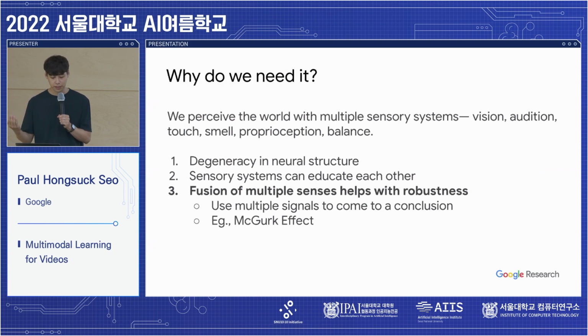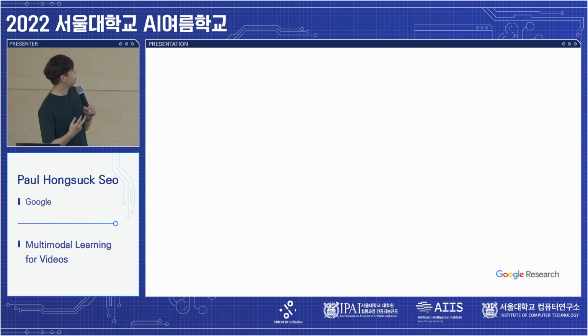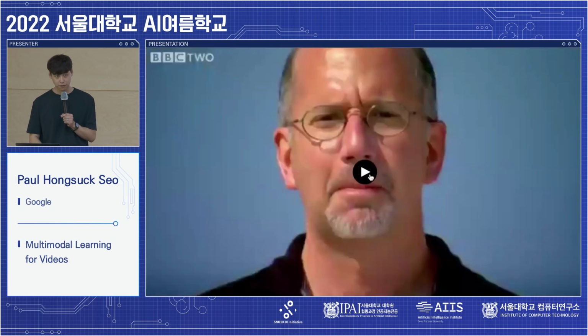And we also know that, to make a conclusion more robust, we actually use multiple sensory systems together. As an example, we can use the McGurk effect. I will show you two videos. This is the first video. You should look at the screen.